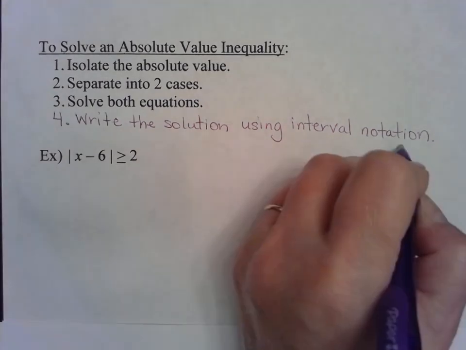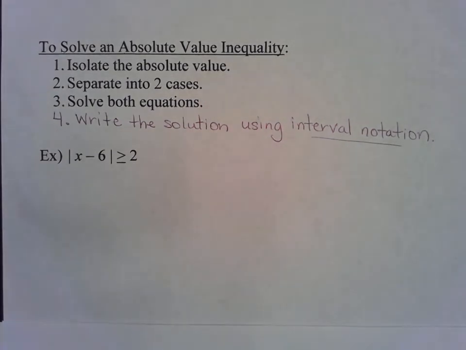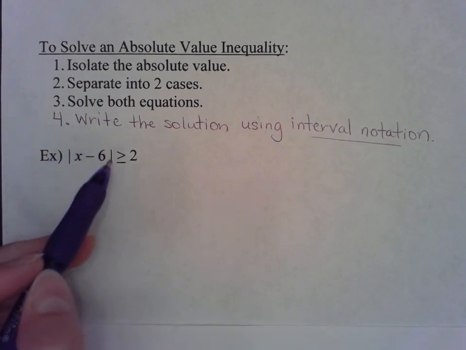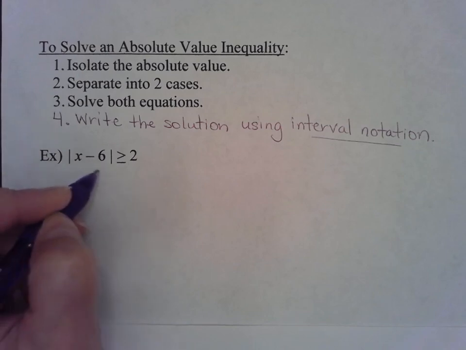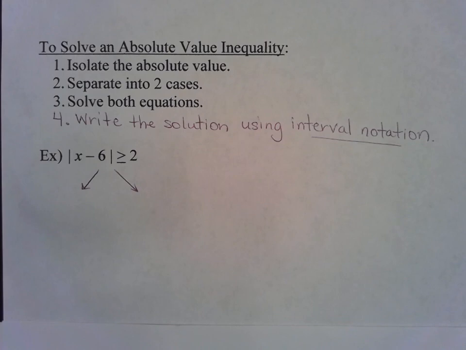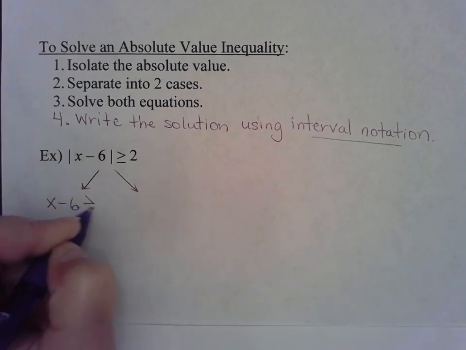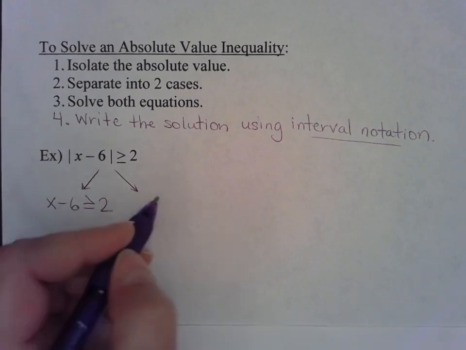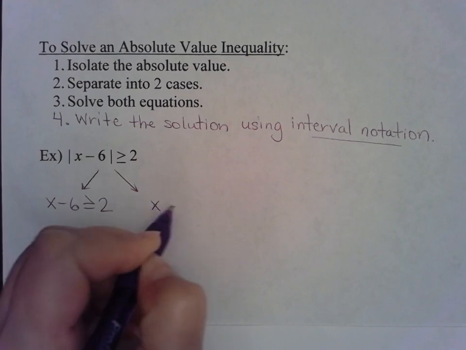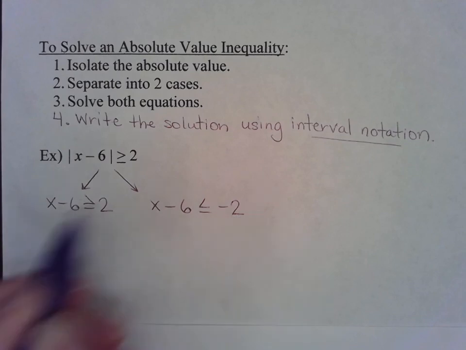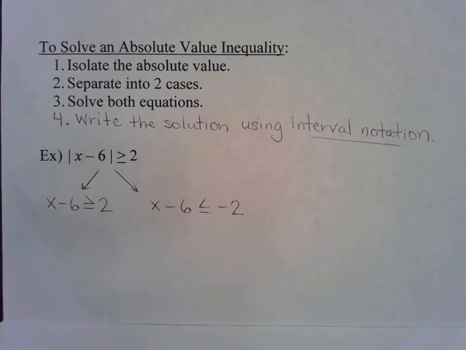Okay, so let's try that out on this one. For this first example, the absolute value is already by itself, so we can go directly to breaking this up into two cases. So the first case is as is, x minus 6 is greater than or equal to 2. The second case, I'm going to make the 2 negative and flip the sign. So I have x minus 6 is less than or equal to negative 2.